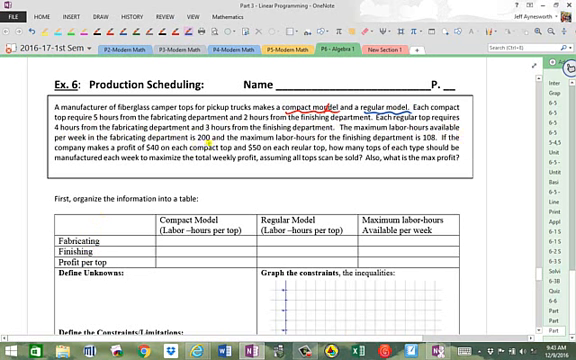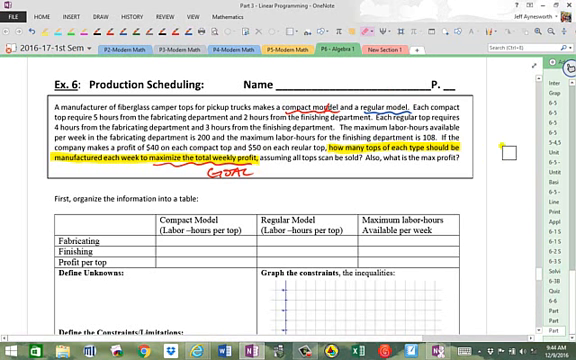All right, if the company makes a profit of $40 on each compact top and $50 on each regular top, how many tops of each type should be manufactured to maximize the total weekly profit? That is your goal. Let's put the goal right here. So how many tops of each should we make to maximize the total weekly profit? There's your goal.